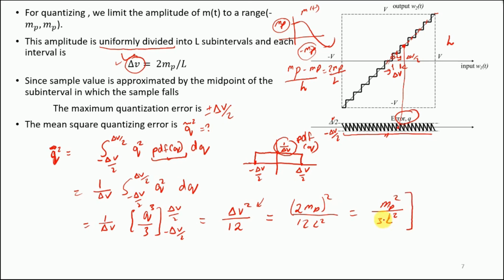So this means that if the peak value of the message signal increases, that is, our message signal originally was this, which was having this peak, but if for some reason this increases, this means that the mean square quantization error will increase. At the same time, if we increase the number of levels, that is, we use a smaller staircase, the step size becomes small. So this would mean that the value of L, that is the quantization level, increases. So if L increases, the quantization error decreases. And if the peak value of the message signal increases, the quantization error increases.